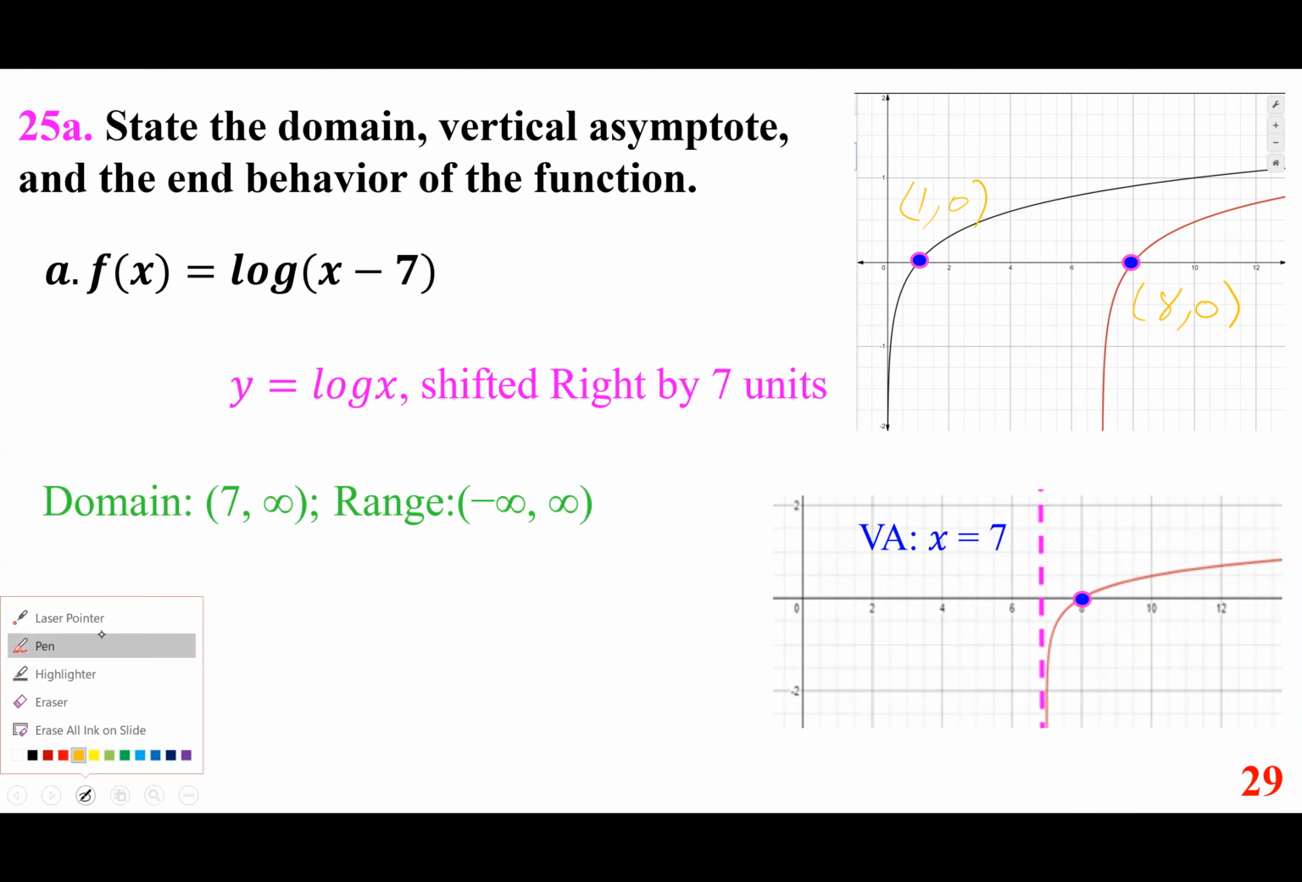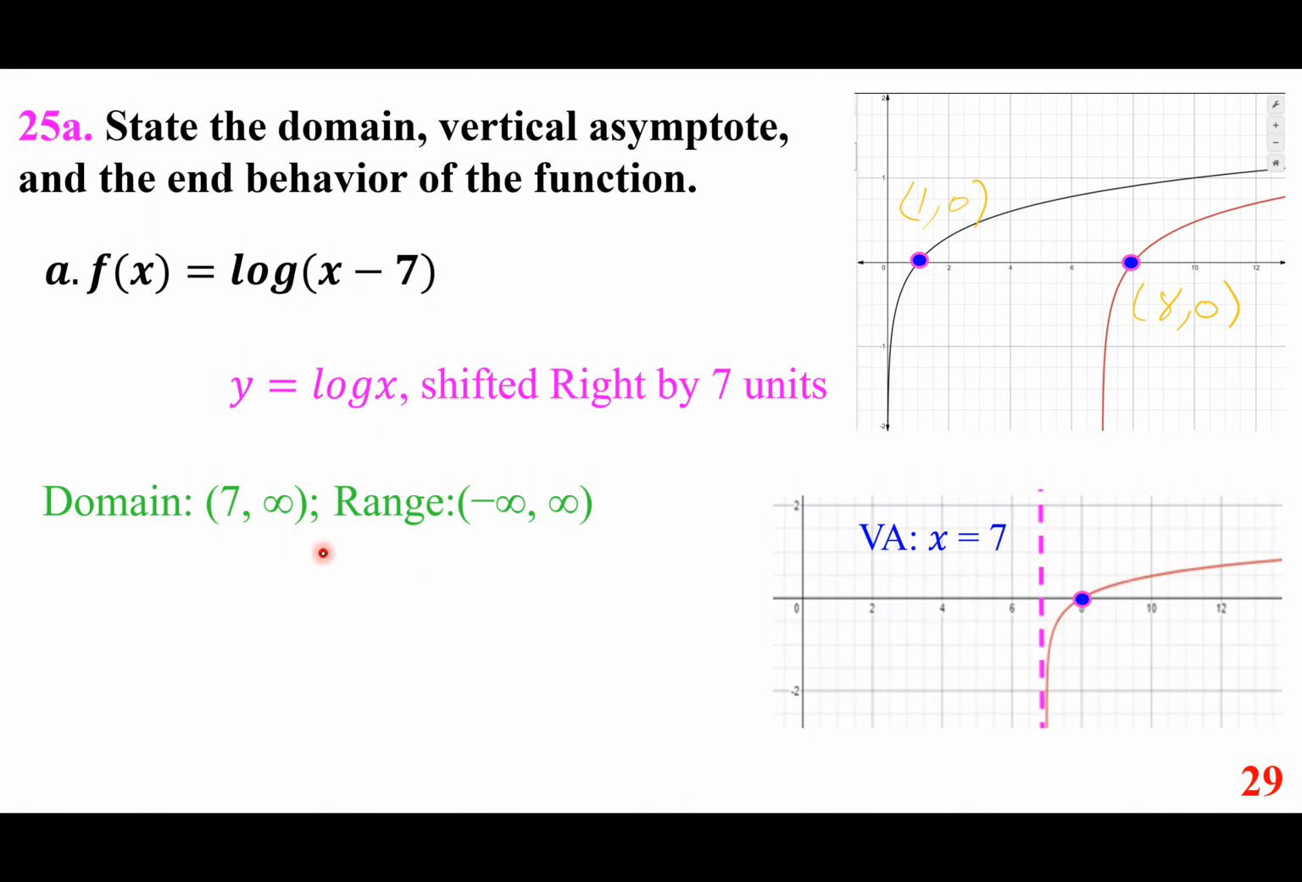I want to make sure everybody understands what happens here is that the domain for the basic log, y equals log x, is from 0 to infinity, okay? Now it's been shifted to the right by 7 units, so 7 to infinity.